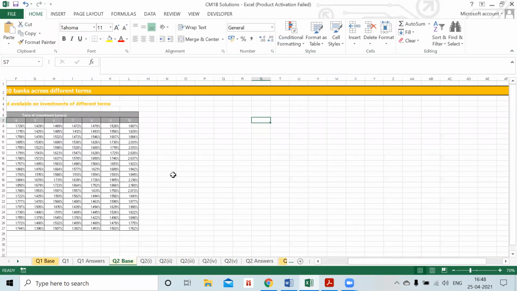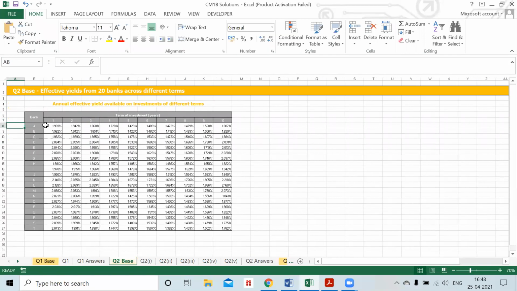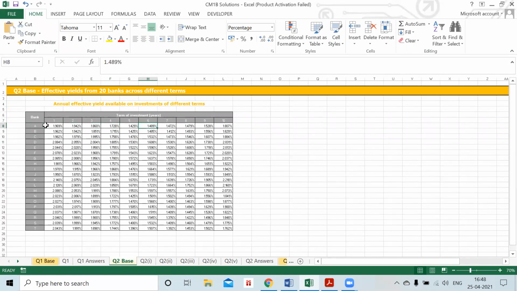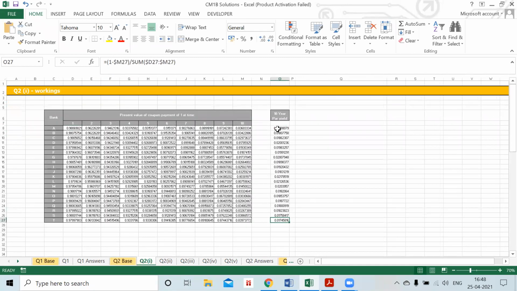Again, very direct. So these were the annual effective yield rates given to us, and we needed to calculate the par yield. The par yield is nothing but 1 minus the final year's discount factor, divided by the sum of the discount factors of all the years. So this is the 10-year par yield for each of the banks.